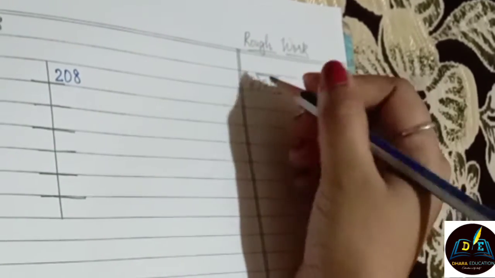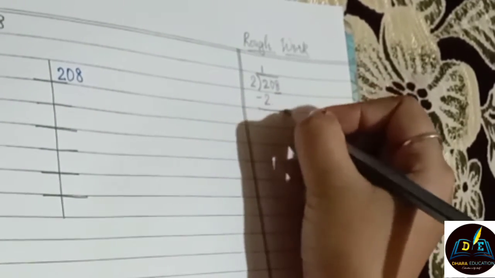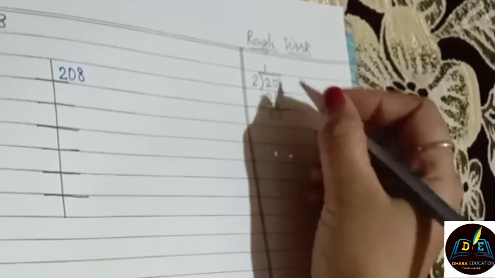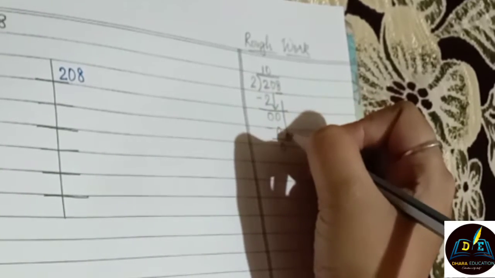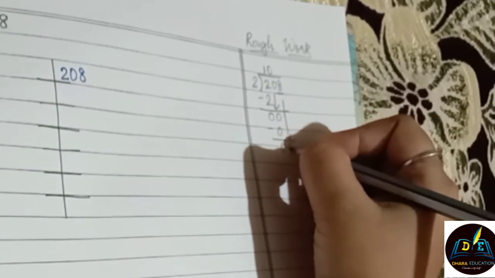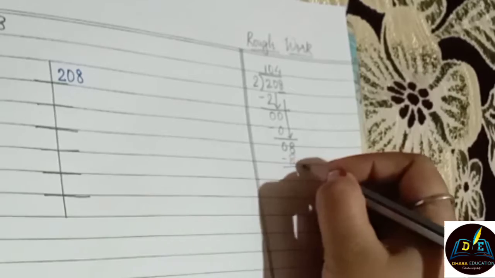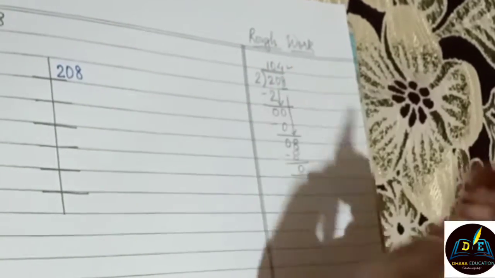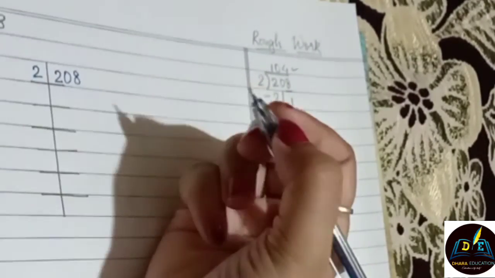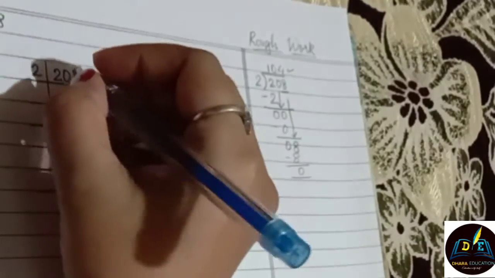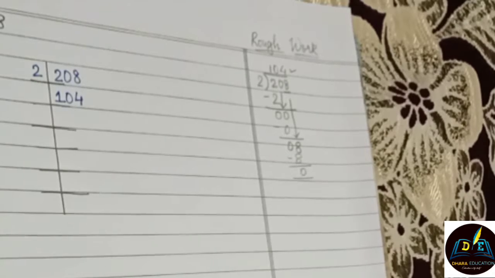So dividing by 2, what do we get? 2 ones are 2. 0. This 0 comes down. Minus, zeros are 0. This 8 will come down. 2 4s are 8. So the answer is 104. So we need to write like this: divided by 2, and then 104 we are getting as the quotient.